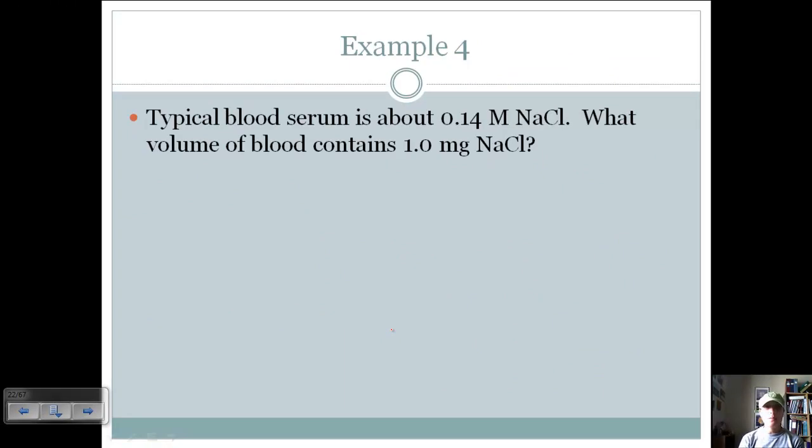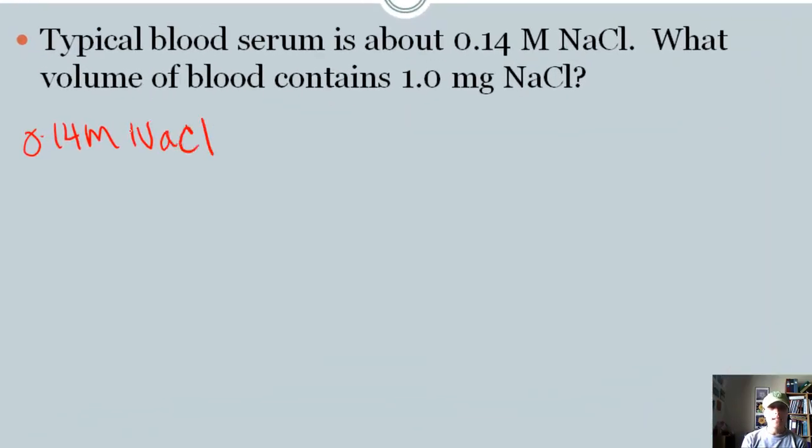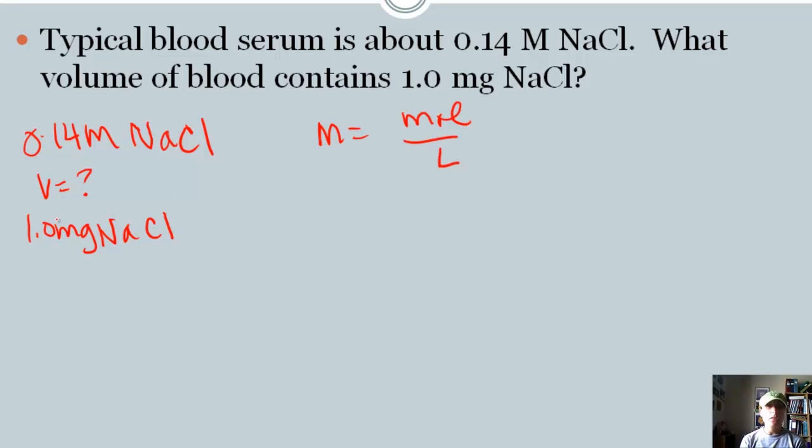Typical blood serum is about 0.14 molar NaCl. I like to write my information just because it takes it out of the word problem and makes things a little easier to see. I'm looking for volume, and it contains 1 milligram of NaCl. When I see molarity, I should instantly think molarity equals moles per liter. I'm solving for volume, which is liters, so liters is equal to moles over molarity. Now, I've got the molarity, that's my 0.14.